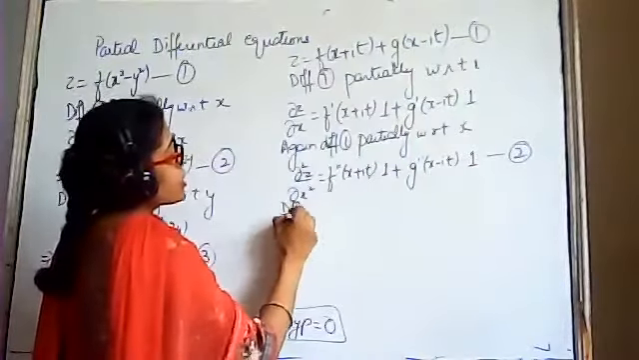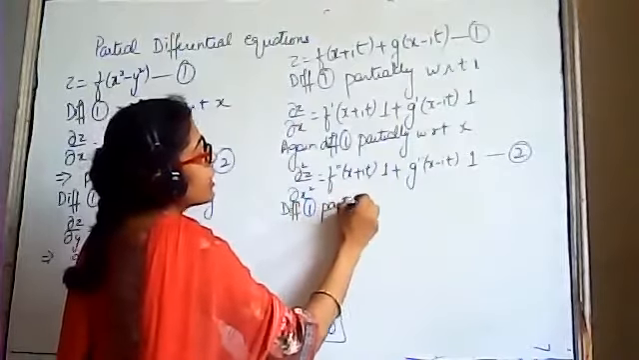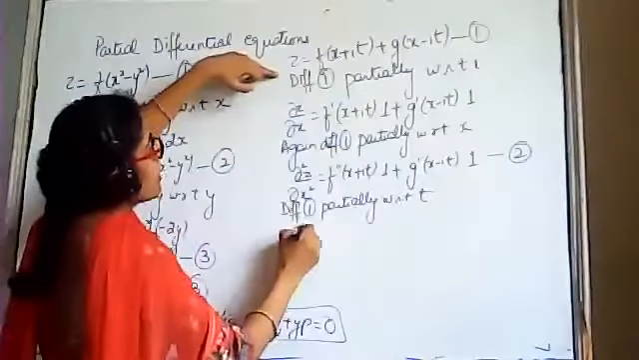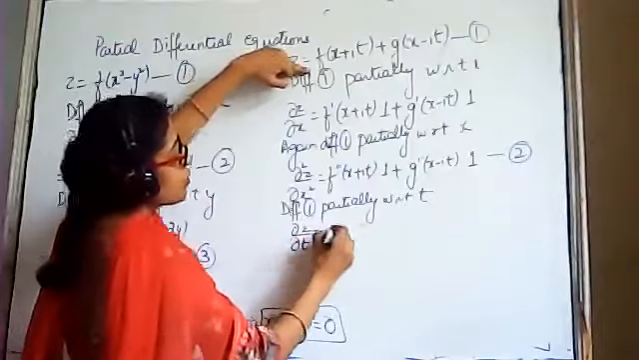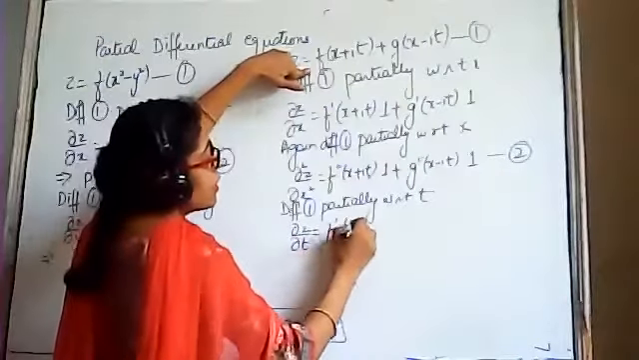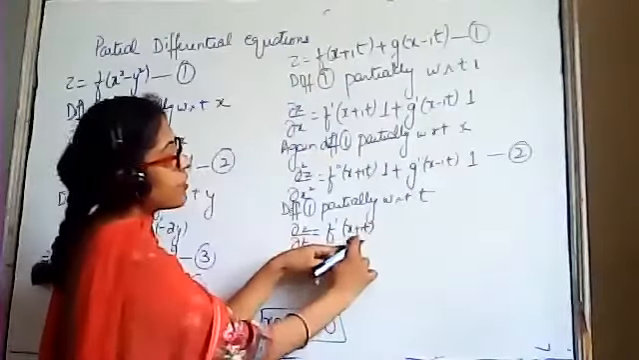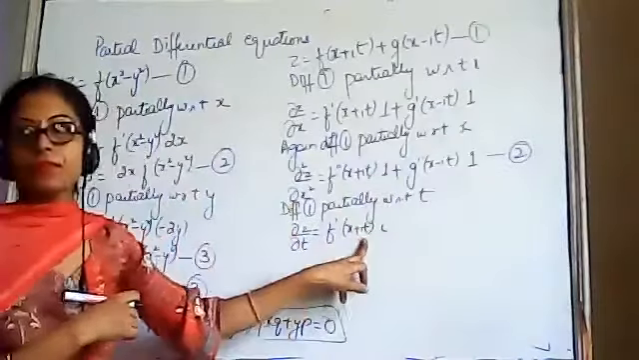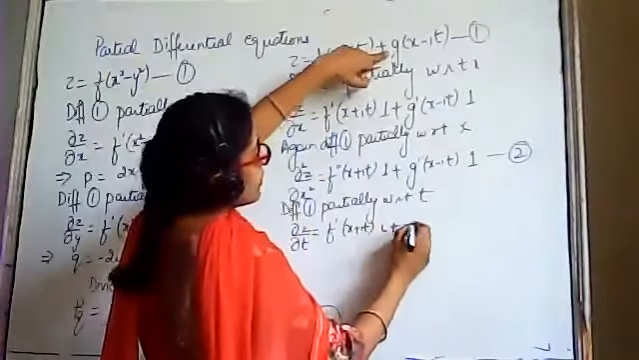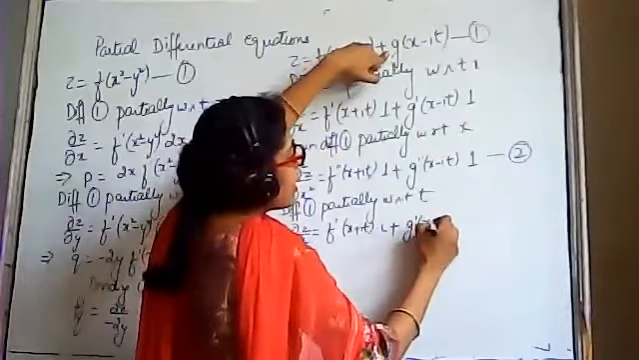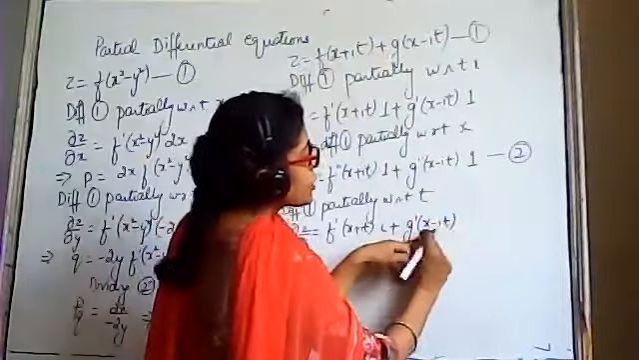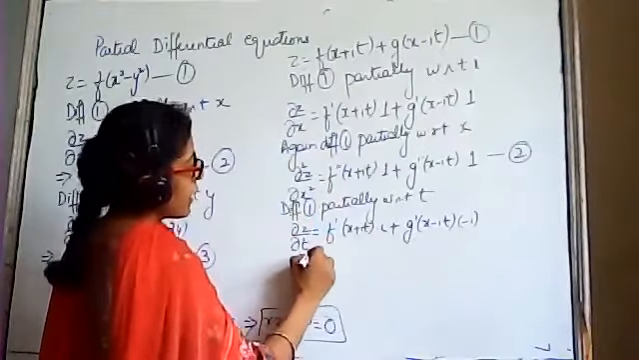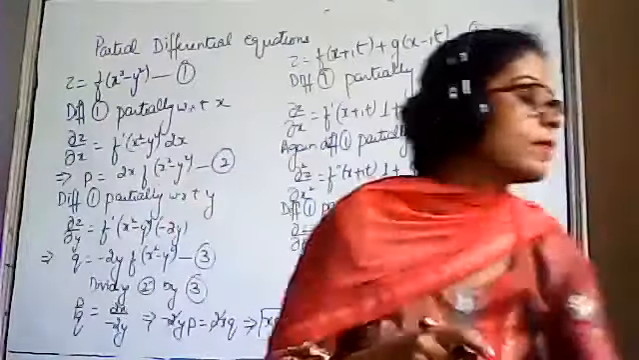After that, differentiating equation number 1 partially with respect to t, because our second variable is t. So it will be curly z upon curly t equals to f dash x plus iota t into differentiation of this term. Differentiation of x will be 0 and differentiation of t will be iota. Plus g dash x minus iota t into differentiation of this term, which will be minus iota.